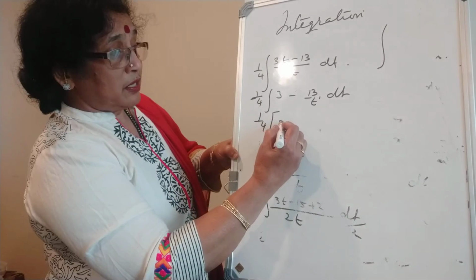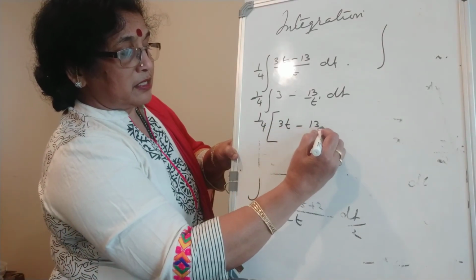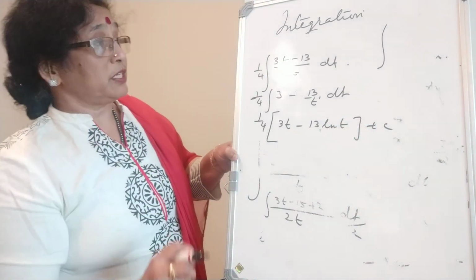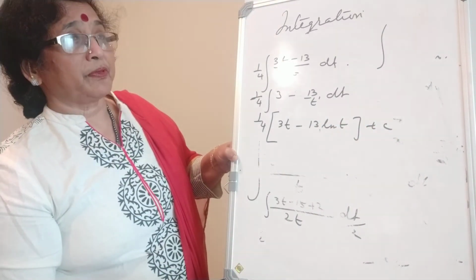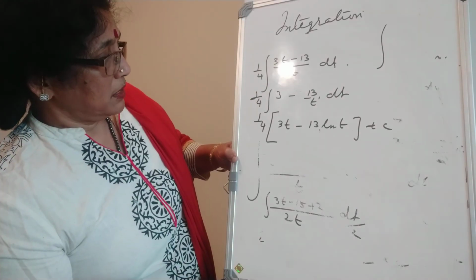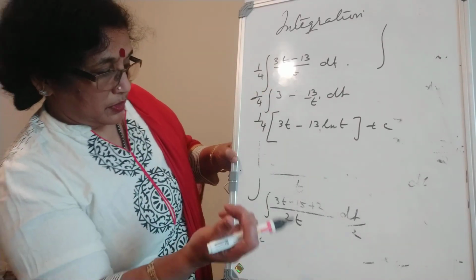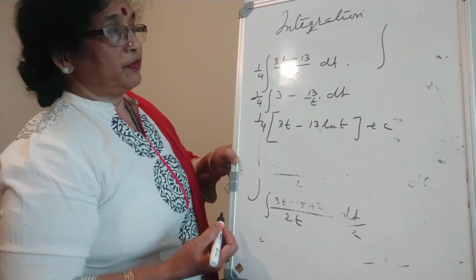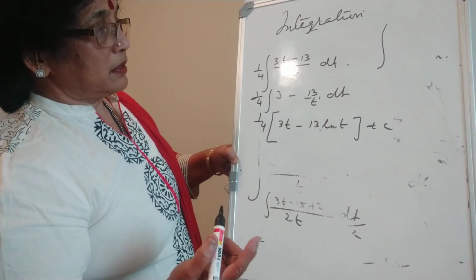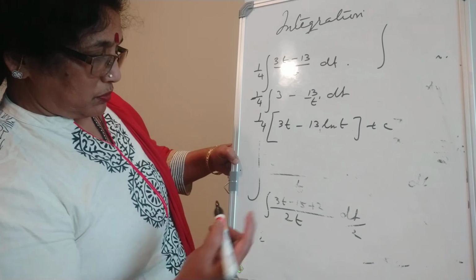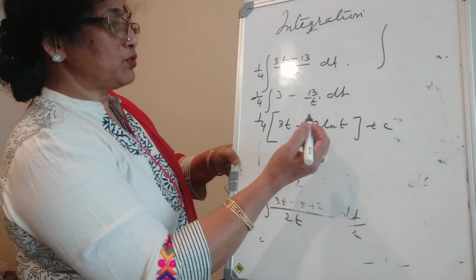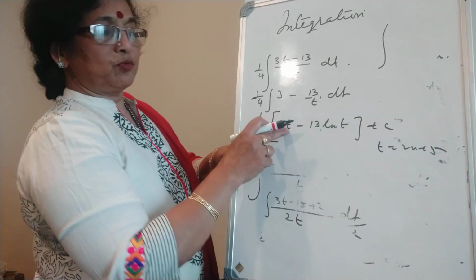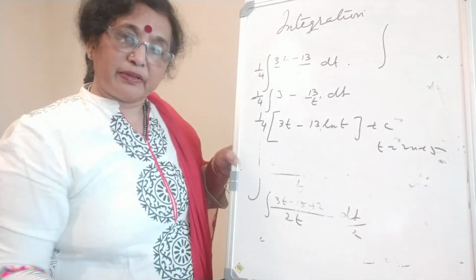So here it is 3t minus 13 ln t plus c. Do not forget to substitute your t. Your t was 2x plus 5, I think. So substitute back the value of t, right? So put 2x plus 5 and 2x plus 5.